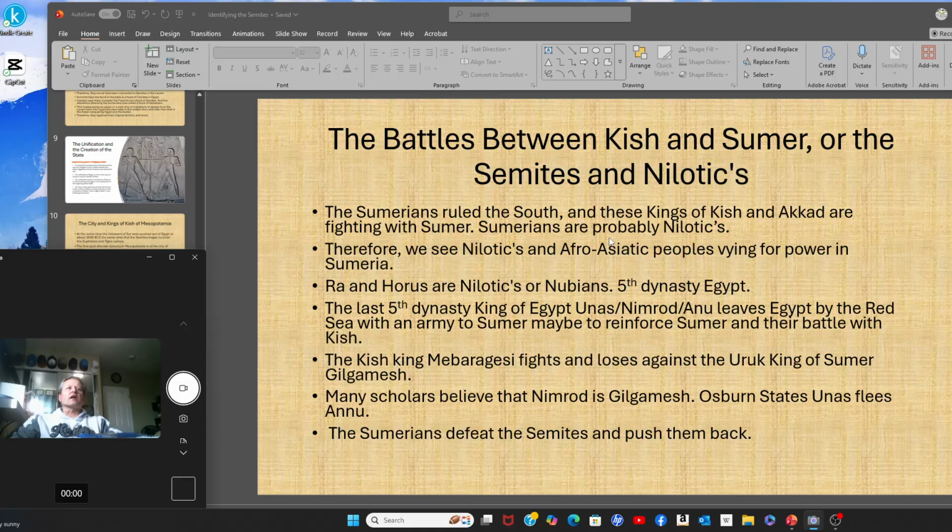Ra and Horus are Nilotics or Nubians of 5th dynasty Egypt. The last 5th dynasty king of Egypt, Unas, Nimrod, Anu, all the same people, leaves Egypt by the Red Sea with an army to Sumer, maybe to reinforce Sumer in their battle with Kish. The Kish king Mebar Ragesi fights and loses against the Uruk king of Sumer, Gilgamesh. Many scholars believe that Nimrod is Gilgamesh, and Osborne states Unas flees Anu in Egypt. The Sumerians defeat the Semites and push them back.